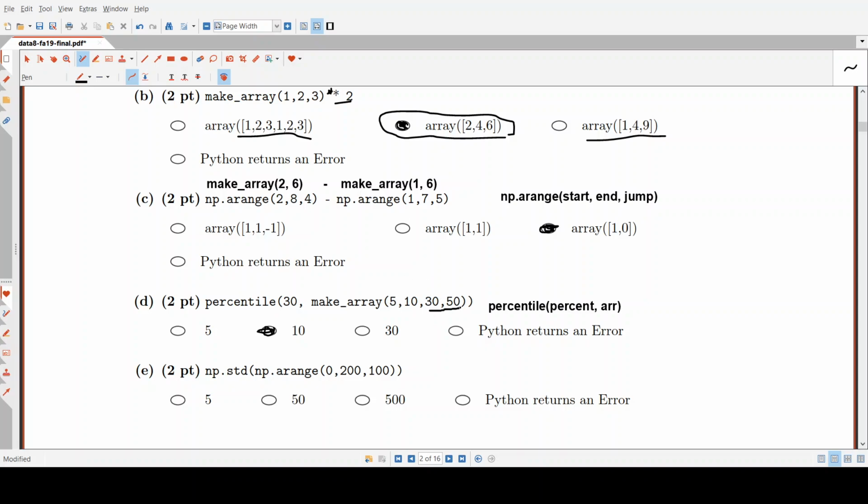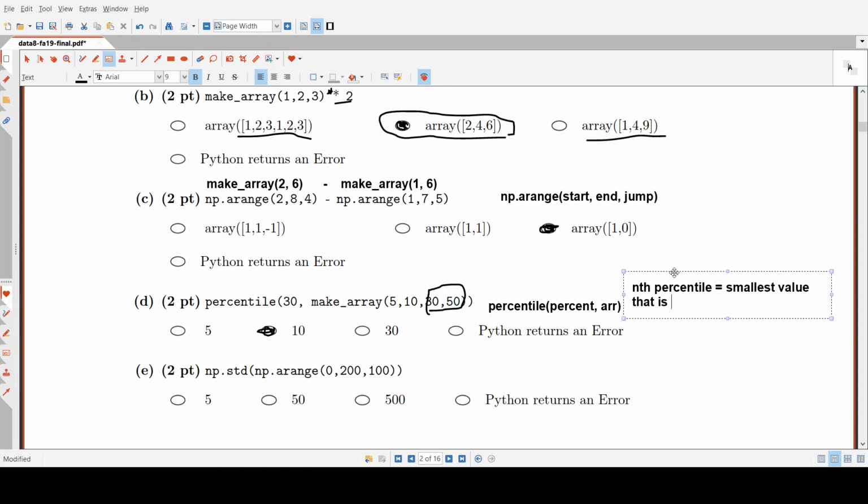It's at least 50% actually, but it's also the smallest number that is at least 30% of the data. 30 and 50 right here are greater than more than 30% of the data, but remember, by definition, the nth percentile equals the smallest value that is at least n% of the data. So by that definition, 10 would be the correct answer.